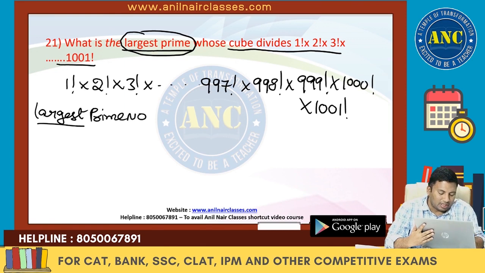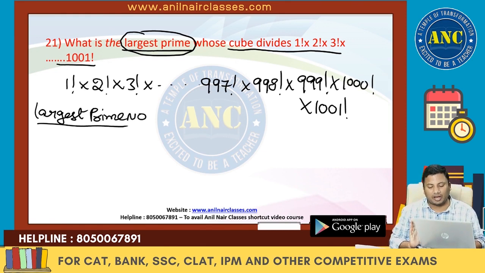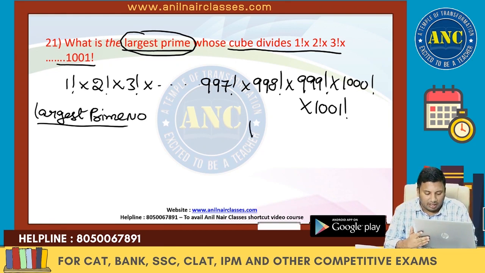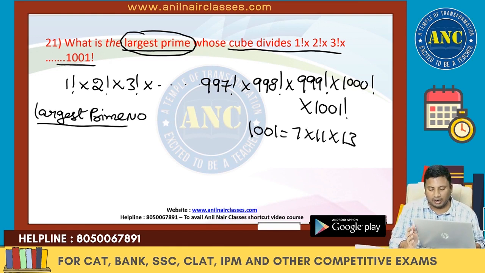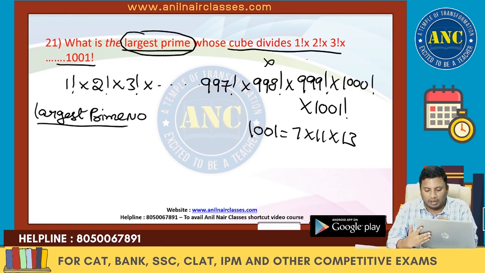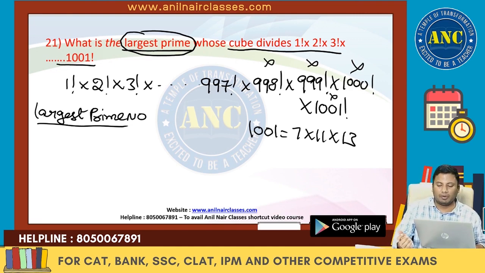How to find out the largest prime number? Come from the right hand side. 1001 is 7 into 11 into 13. 1001 is not a prime number. 1000 is not a prime number. 999 is not a prime number. 998 is not a prime number, because either the number is even or it is divisible by 3 or 7, 11 and 13. 997 is the largest prime number.